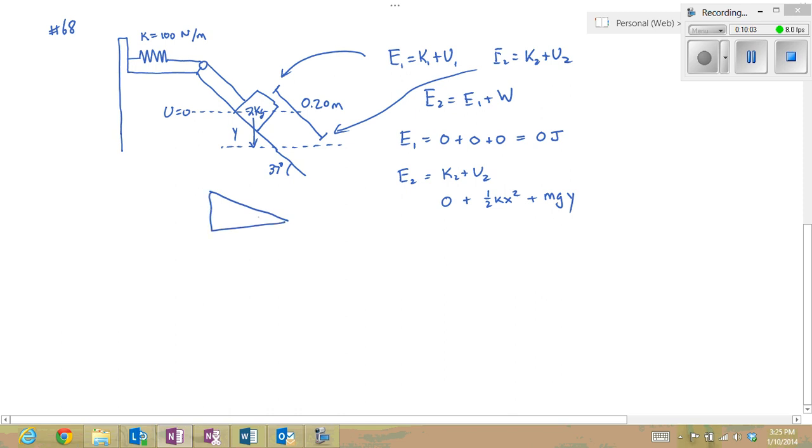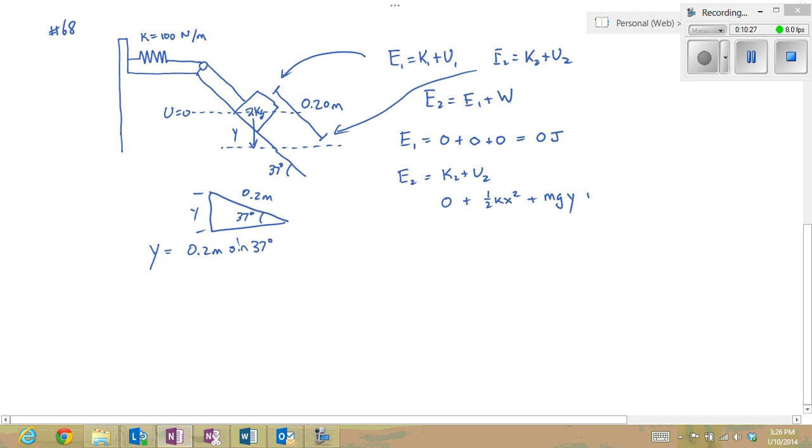This is 37 degrees. This is 0.2 meters. So that means I can figure out this height y from trigonometry. Y is going to equal 0.2 meters times the sine of the angle because it's opposite. So I now know the value for y.